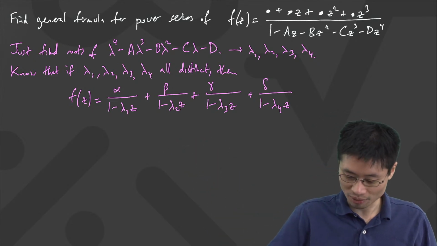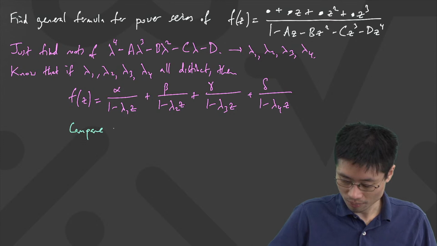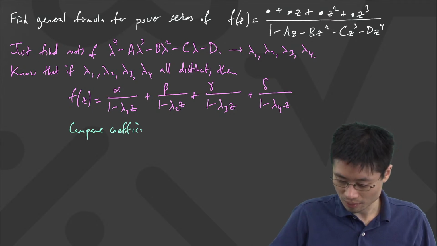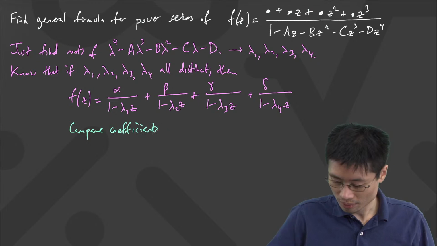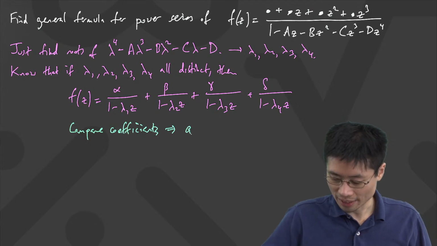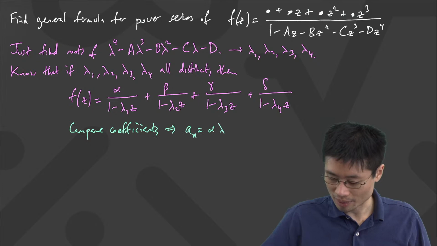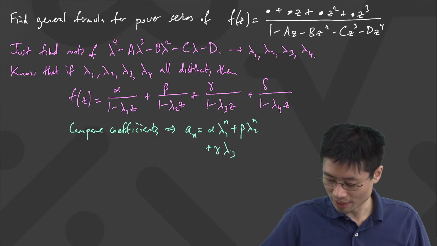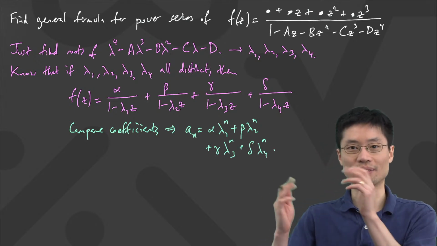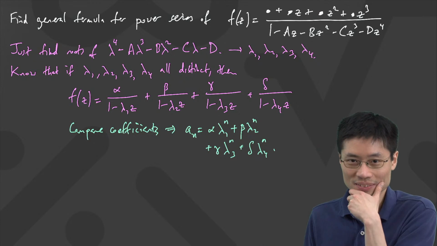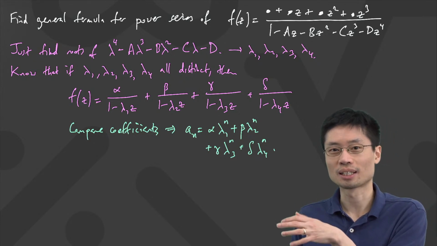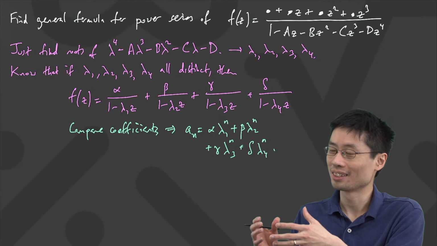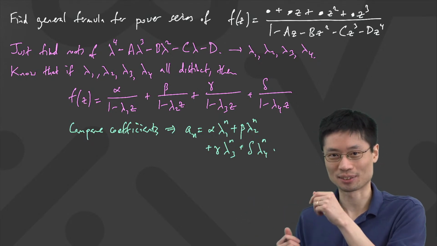So just like before, comparing coefficients implies that a sub n is equal to alpha times lambda 1 to the n plus beta lambda 2 to the n plus gamma lambda 3 to the n plus delta lambda 4 to the n. And you'd finish that way. But now the problem is, what if it isn't? Okay? And I chose a 4th degree because I need enough space. I need 4 different factors for this.